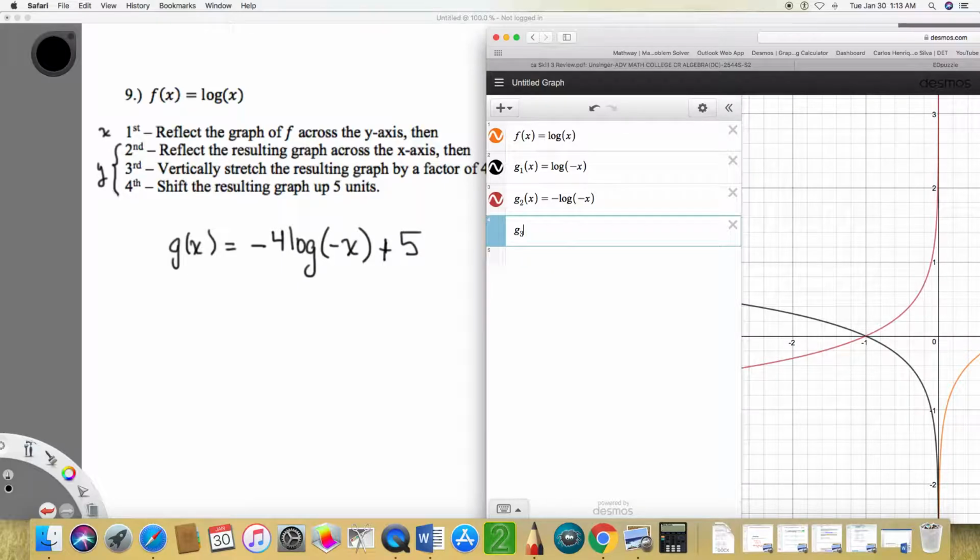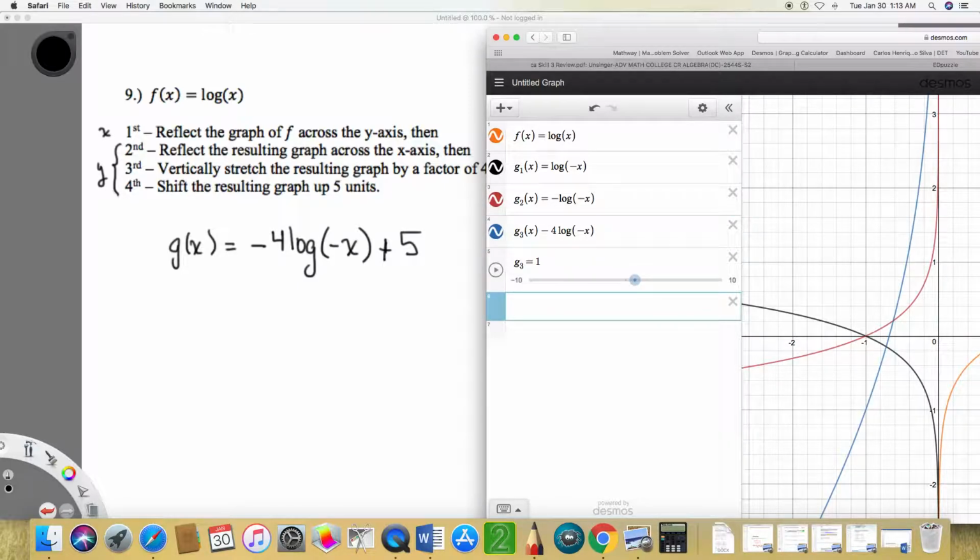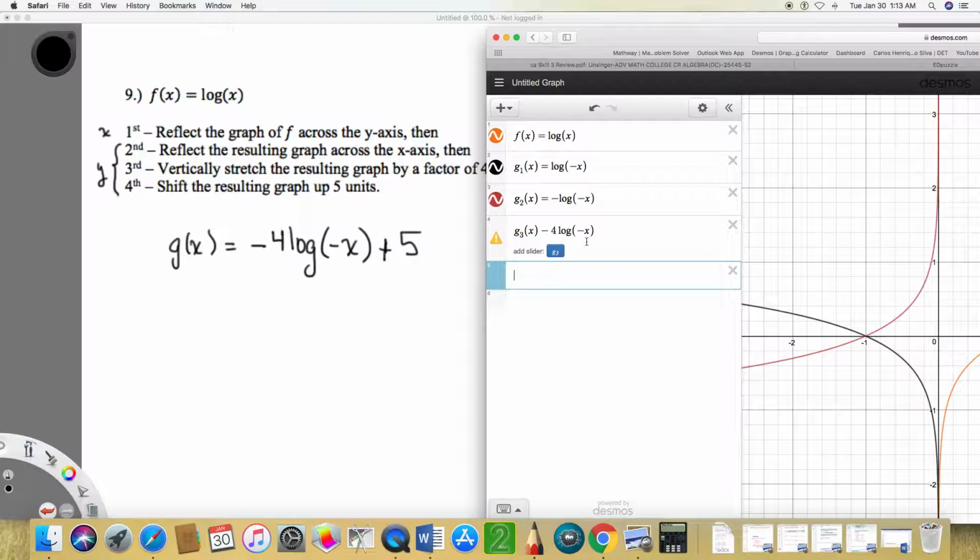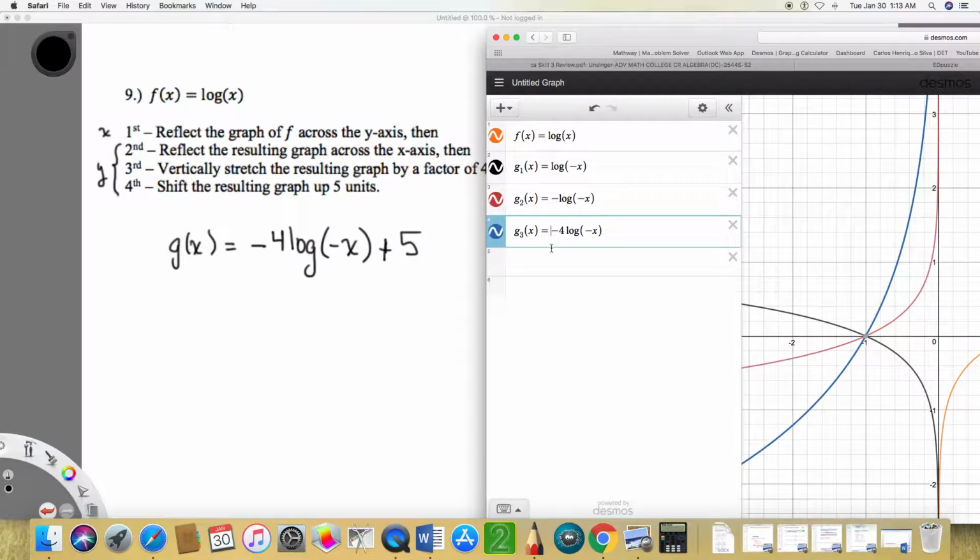And then if I do a vertical stretch by a factor of 4, and then I don't know what I did there. Oh, I lost my equal sign. And then the fourth transformation is to push it up.